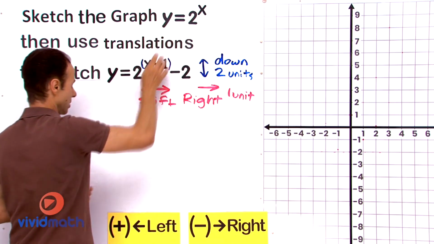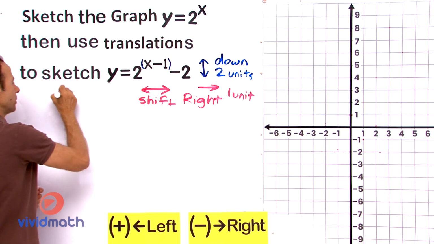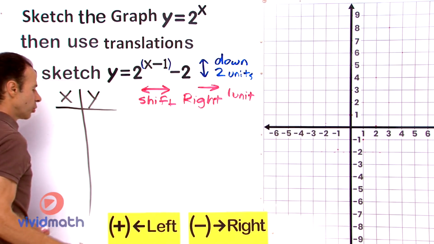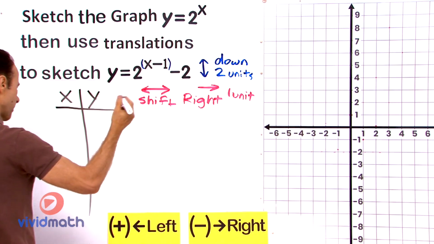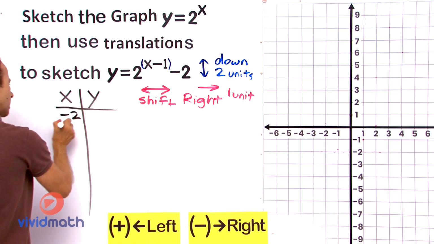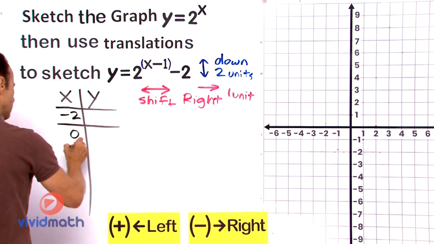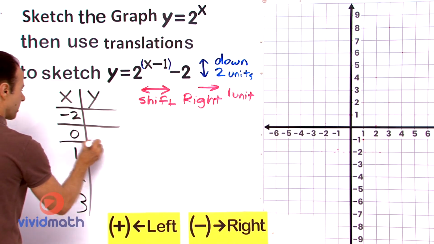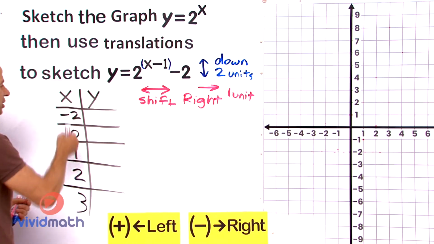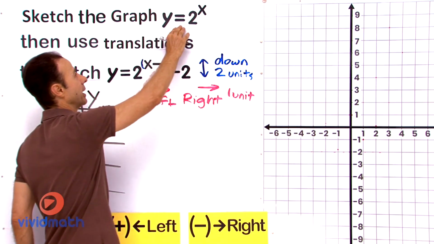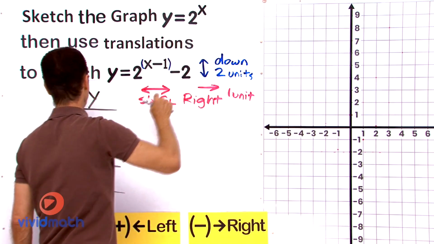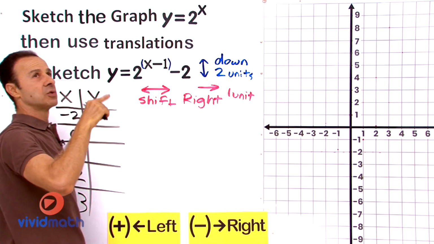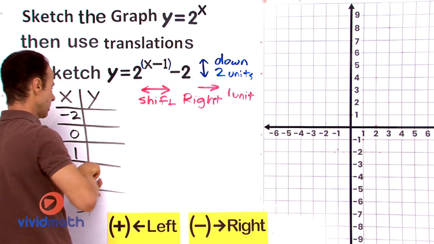So first, before we can do any shifting and translating, what we need to do is draw the parent function. So the parent function, I'm just going to draw a little t-table, x, y. So we'll go from, let's see now, we'll go from negative 2, 0, 1, 2, and 3. We'll go there. Okay, let's substitute these values straight into y equals 2 to the power of x. That x is what this negative 2 refers to. So 2 to the power of negative 2 is 1 over 2 squared, which is 1/4.